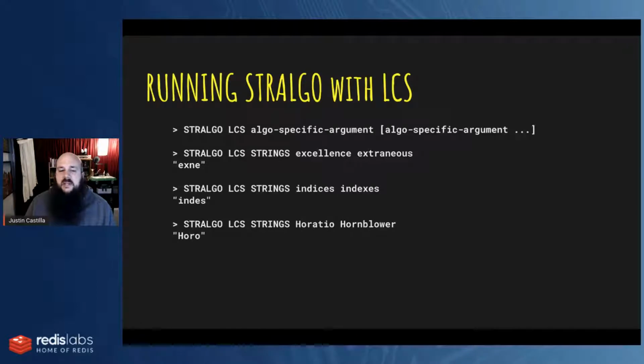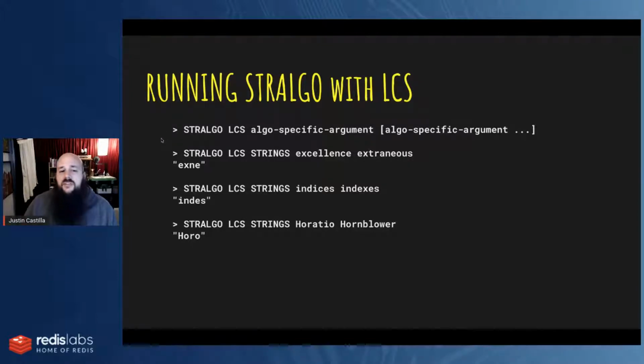So let's look at some actual code examples. Up here is an example of just the implementation. So STRALGO is the name of the command, followed by the name of the algorithm you want to use. So in this case, we can only use LCS. And then there's a couple different arguments that we can use with LCS. So I'll go over those as well.